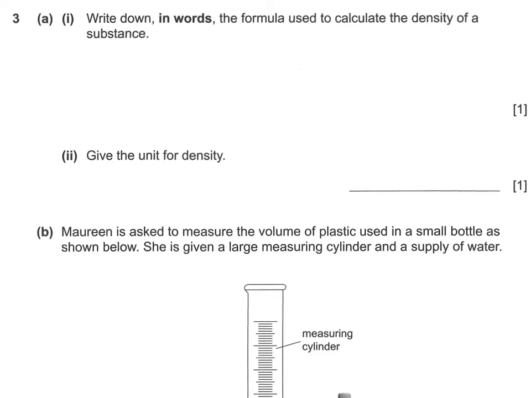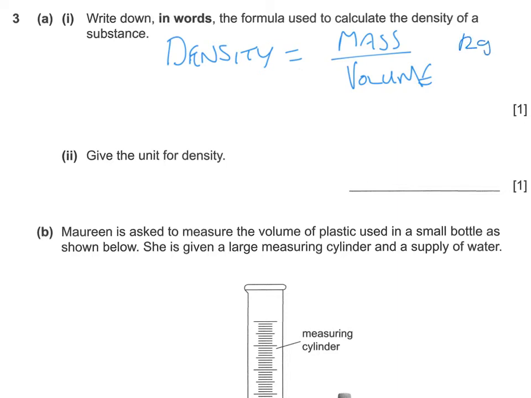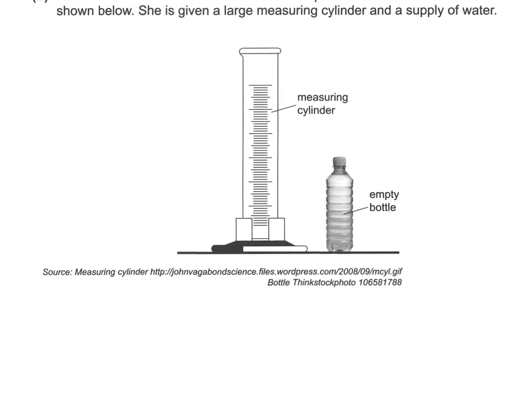3A then. Write down in words, in bold type, the formula used to calculate the density of a substance. Well, that's density is mass over volume. And it says also give the unit for density. Well, the most easy unit would be the standard unit of mass over the standard unit of volume. So I would put in kilograms per cubic meter. You could have any mass unit over any volume unit, but it would make more sense for it to be kilograms per cubic meter, since they're both standard units in their own right.